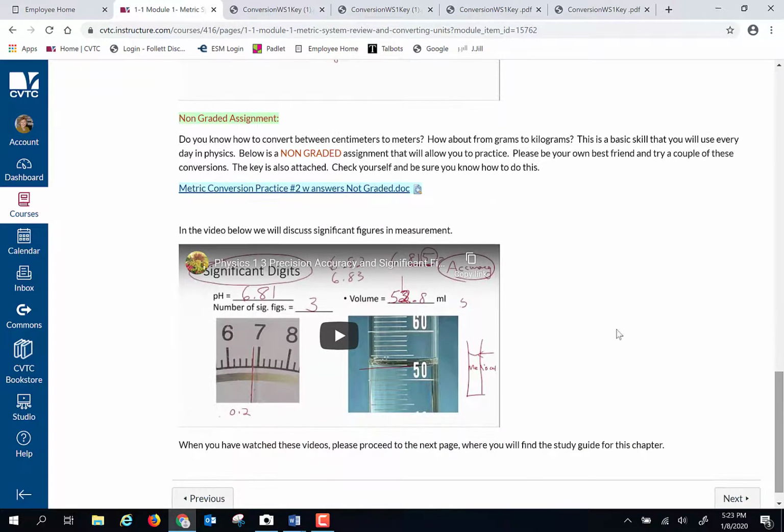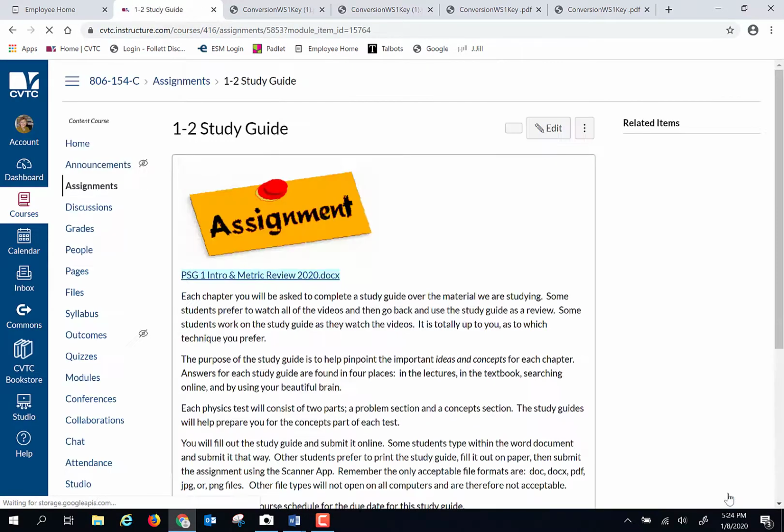After you've done that, please watch the video on precision, accuracy, and significant figures, important ideas in all of science. How do you read equipment precisely and accurately? And how do you calculate with a correct number of significant digits? It's a big deal in science, and so please give this your kind attention. When you're done with that, you go to the next page, which is our study guide.